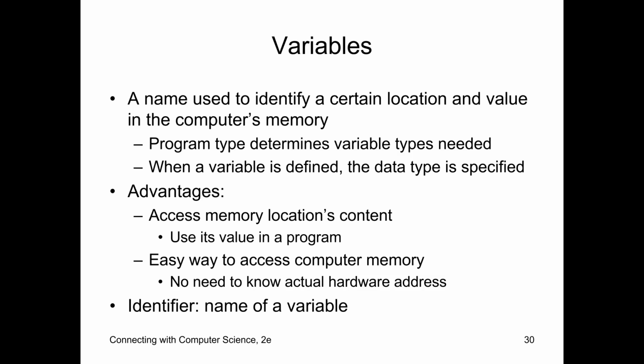You don't have to know where the memory address is, much like back in assembler where you have to move it into the registers. You don't have to. It says the programming type determines the variable types needed, and a much deeper discussion about variable types, integers or longs, etc., is out of the scope of this class. But note that when a variable is defined, a data type is specified. And so when you create a variable, you usually give it a specific type.